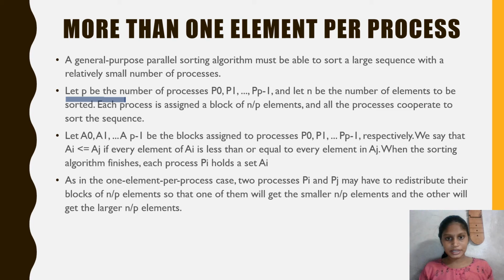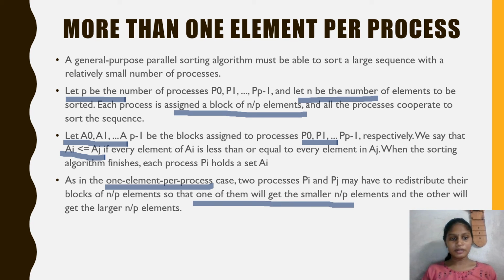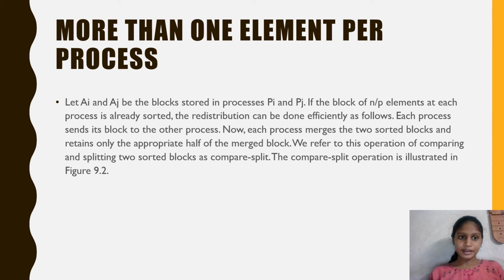Let p be the number of processes and n be the number of elements to be sorted. Each process is assigned a block of n/p elements. Let A0, A1 and so on be the blocks of P0, P1 and so on. Let's take the formula Ai less than or equal to Aj for assigning the elements in each block. As in the one element per process case, two processes Pi and Pj will exchange their blocks of n/p elements, so that one of them gets the smaller n/p elements and the other gets the larger n/p elements. As we discussed earlier, let Ai and Aj be the blocks stored in processes Pi and Pj.